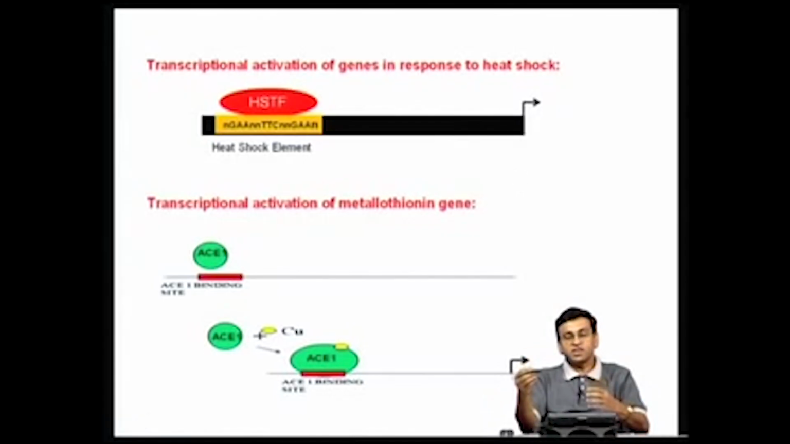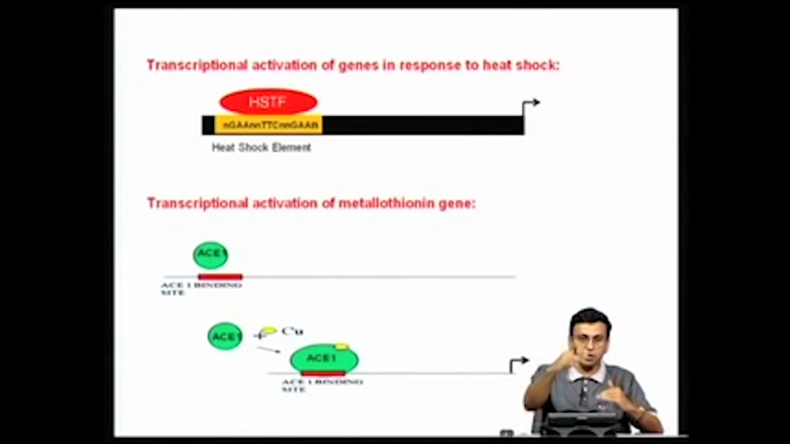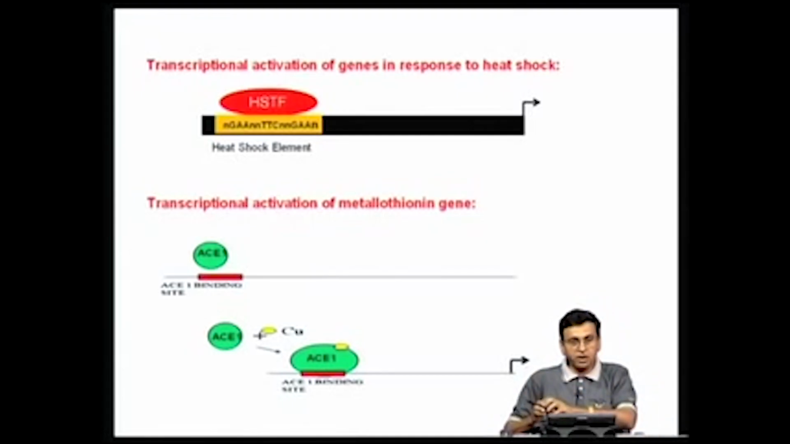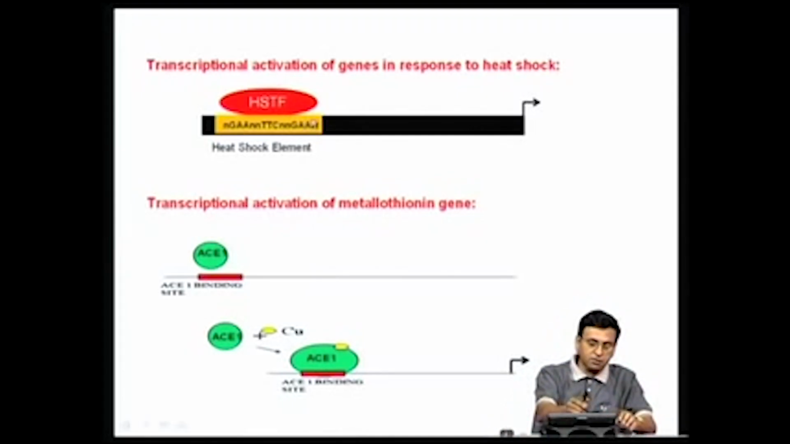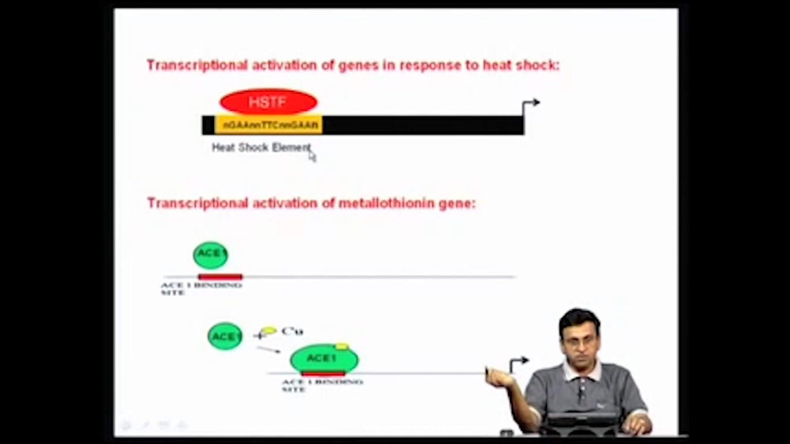So all these genes which are induced in response to heat shock, you can see now there is a common mechanism. Whenever there is an increase in temperature from 37 to 42, this heat shock transcription factor goes and binds the heat shock elements of the promoters of these various heat shock genes, and all these genes are getting transcribed.